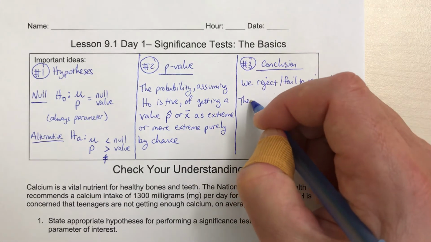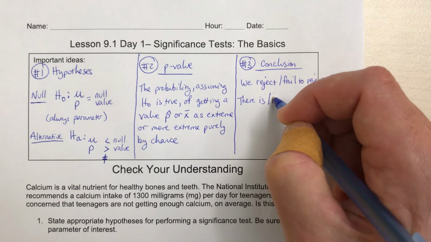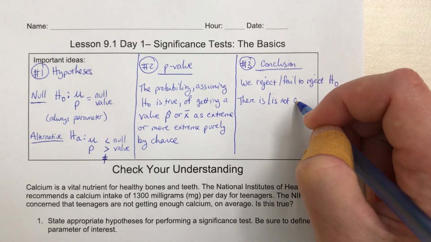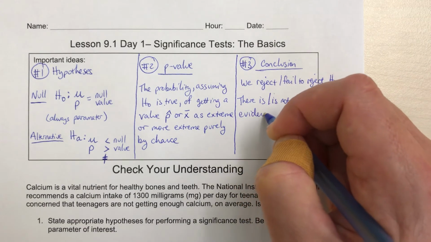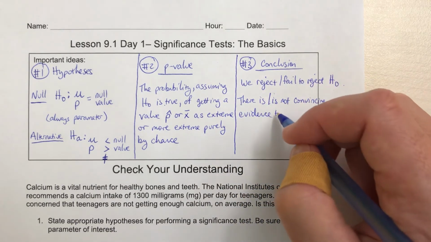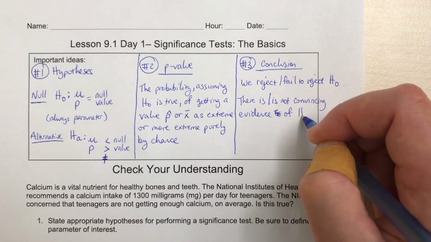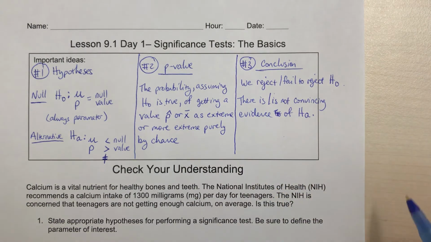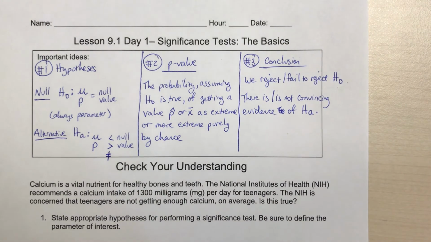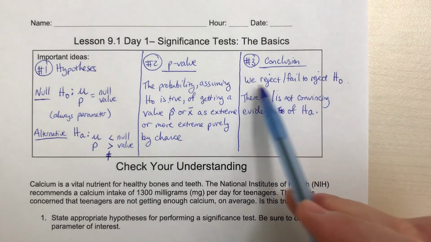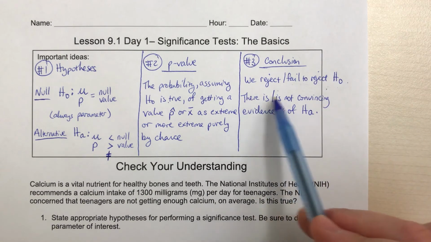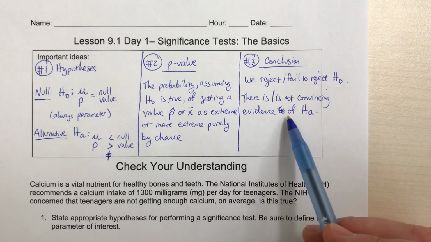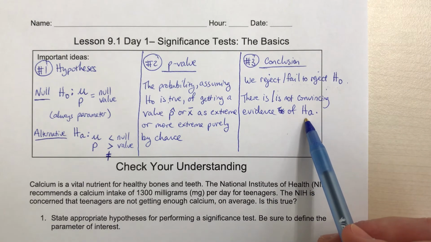And then we say there is or is not convincing evidence of the alternative. So for the problem that we did on the front, we failed to reject the null hypothesis. We didn't have enough information. There was not convincing evidence of the alternative hypothesis that there was gender discrimination that took place.